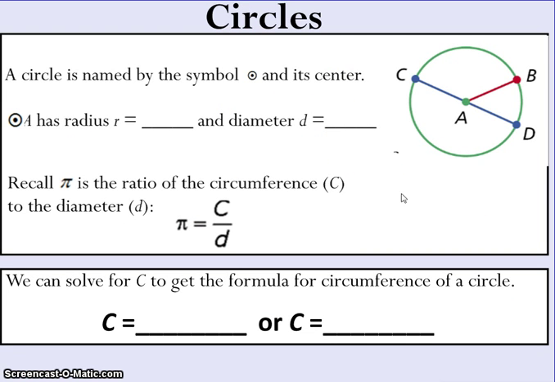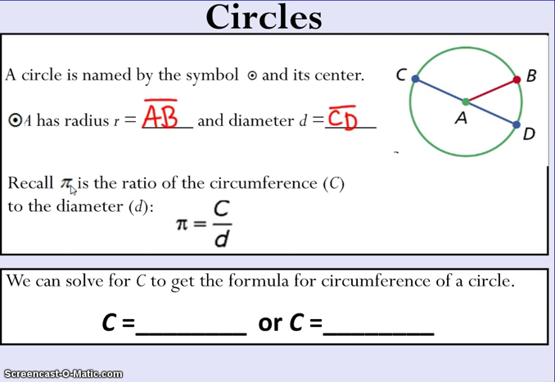Now, here we have a circle, and just as a refresher, we know that we name a circle by its center. So this would be called circle A because the center is A. The circle has a radius, and the red line here goes from the center to the circle, AB. So that right there is our radius. And the blue line you see here is a diameter. It goes from one end of the circle to the other end of the circle and passes through the center. So that would be line CD.